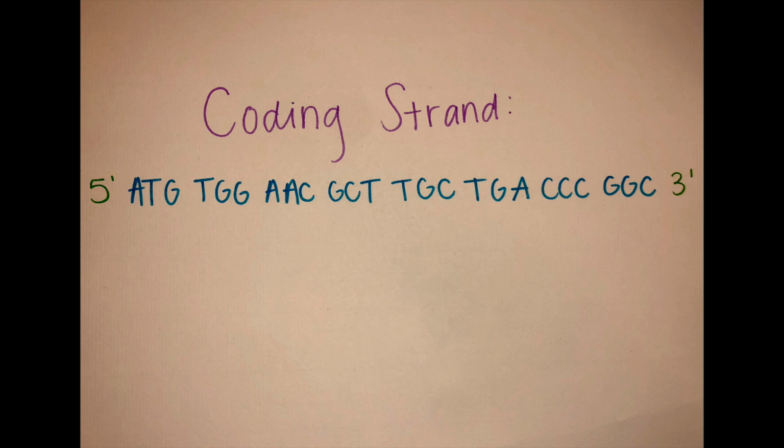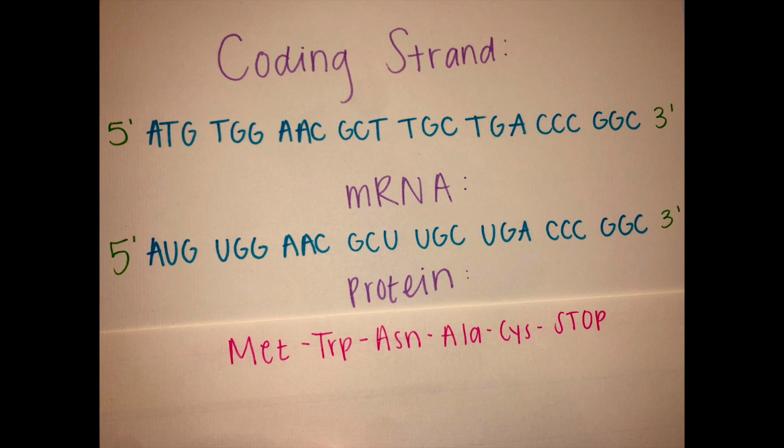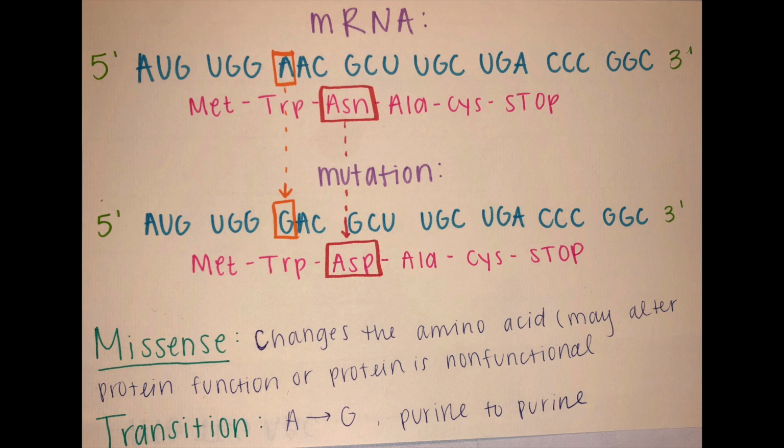Here we have a coding strand of DNA. We can translate this into mRNA that code for amino acids in order to make proteins. If a single base nucleotide is mutated, it can change the amino acid and change the protein.